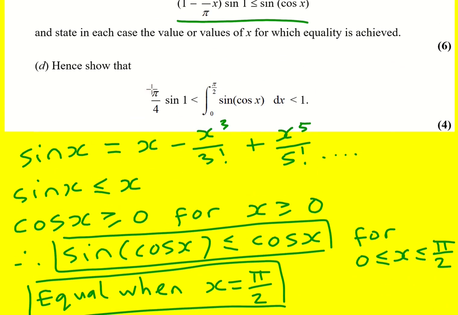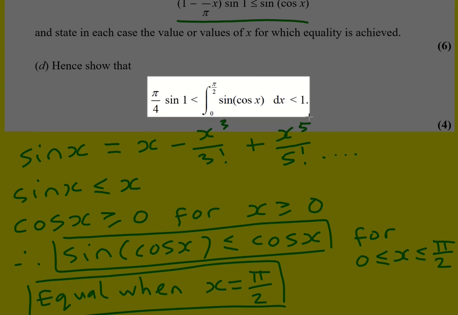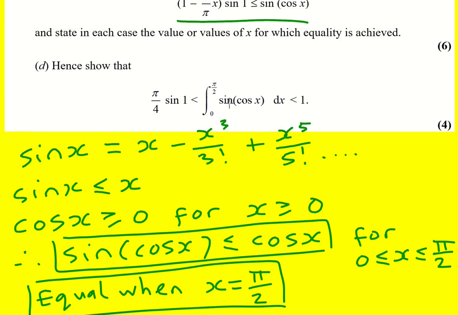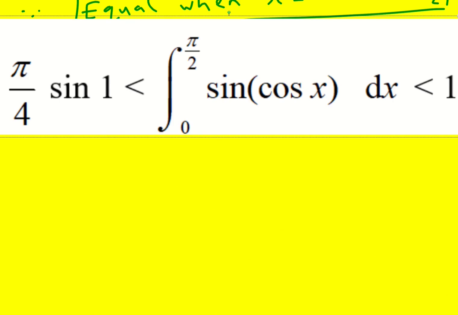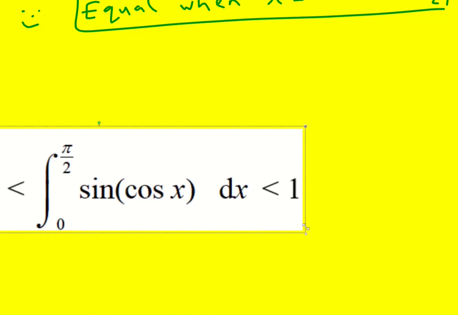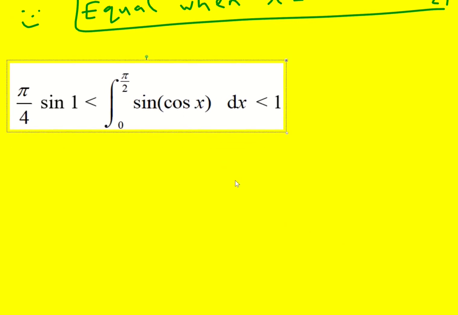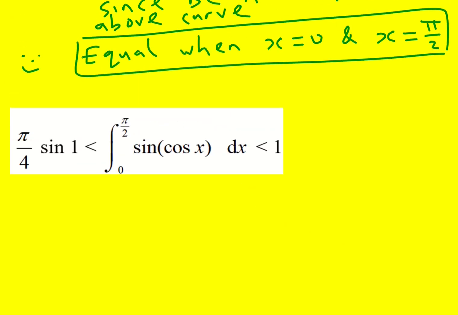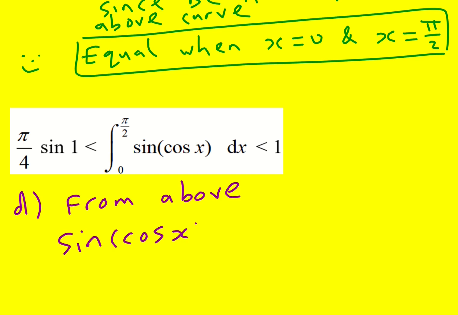Finally, we're asked to show this relationship here, not to find the integral of this, thankfully, but to show that it lies between these two values, and it's going to be using the two results that we just obtained. Now let's deal with the slightly simpler one to start with. We have from before, so this is part D, from above, sine cos x is less than or equal to cos x.